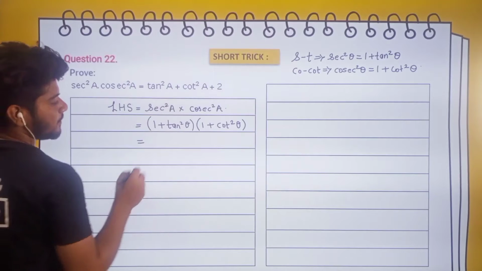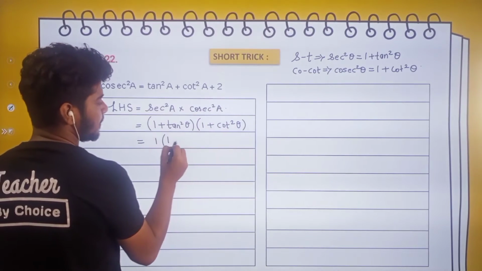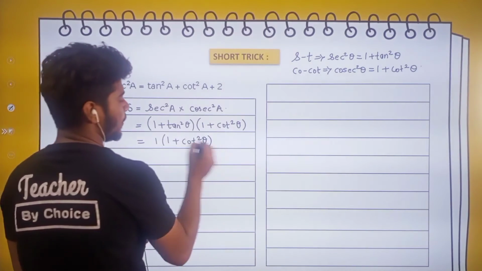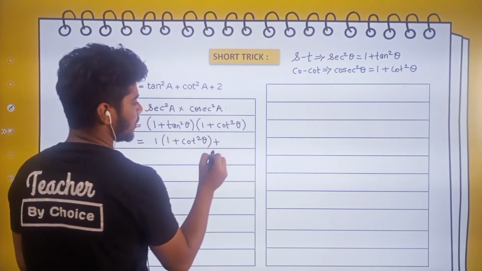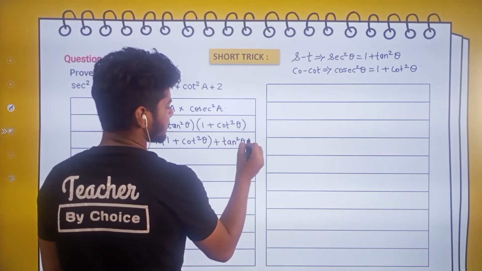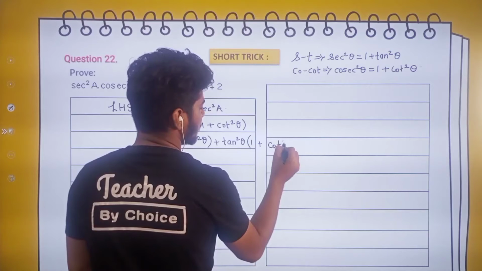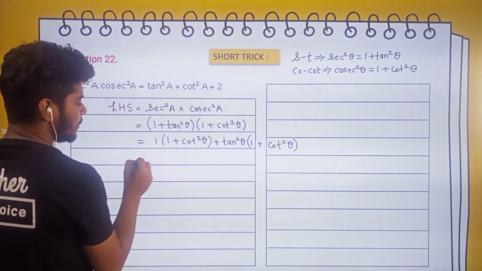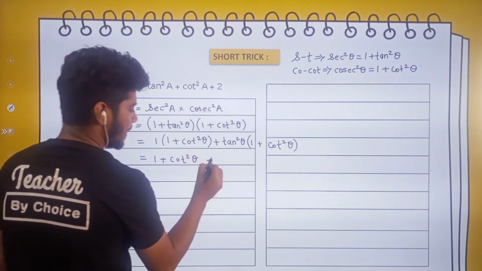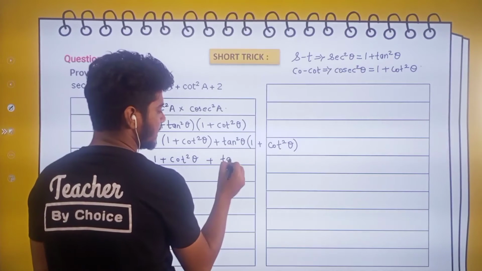You will easily get the answer. First what we'll do, we'll multiply 1 to this bracket. 1 into 1 plus cot square theta. Right? Are you with me? Okay. Plus what? Tan square theta would be multiplied to this whole bracket. Tan square theta into 1 plus cot square theta. Right? So how will you get the answer? 1 into anything is the same thing. Cot square theta. Plus, see tan square theta, when you multiply inside, tan square theta into 1 you will get tan square theta.